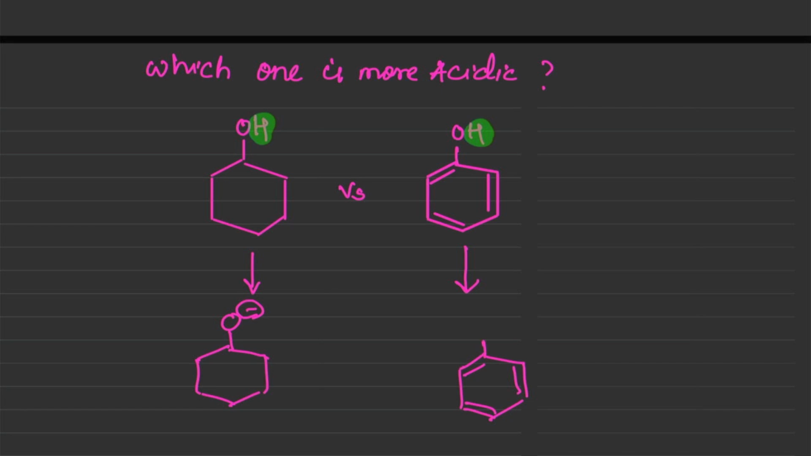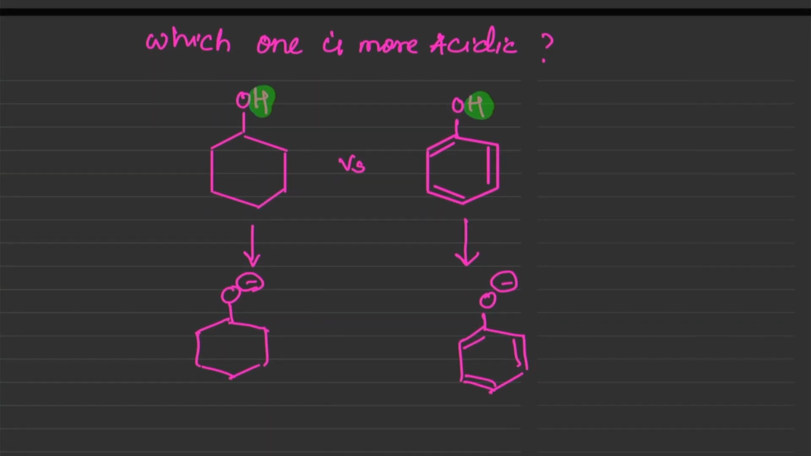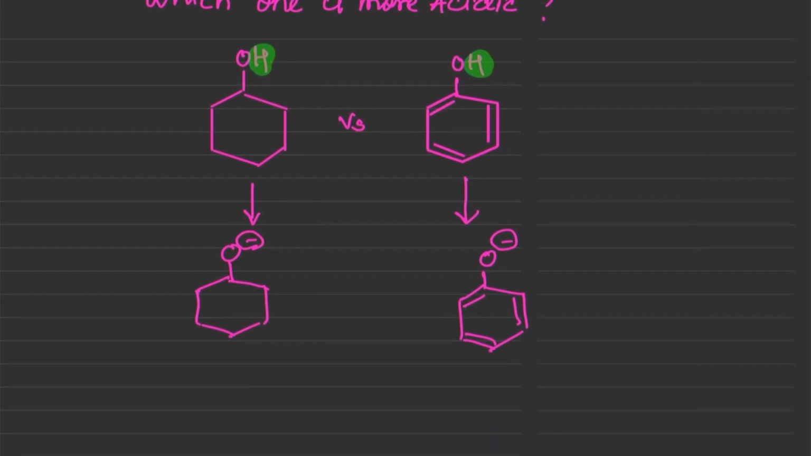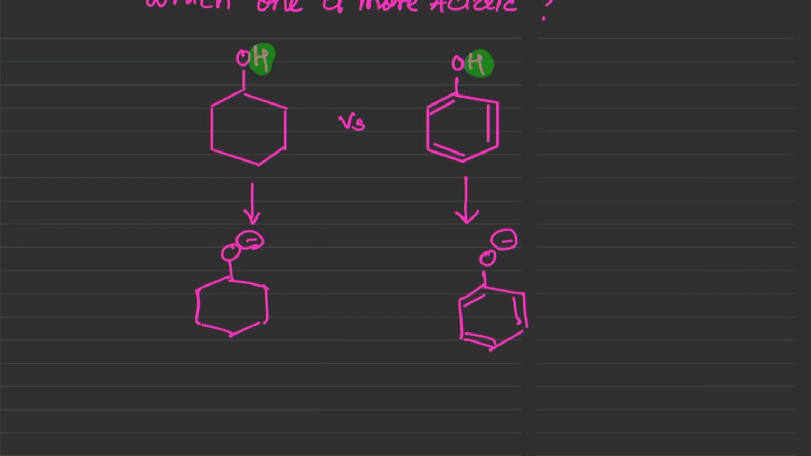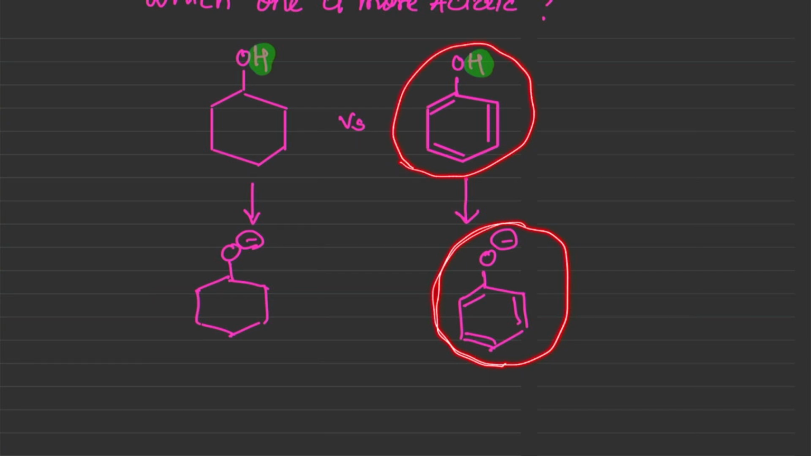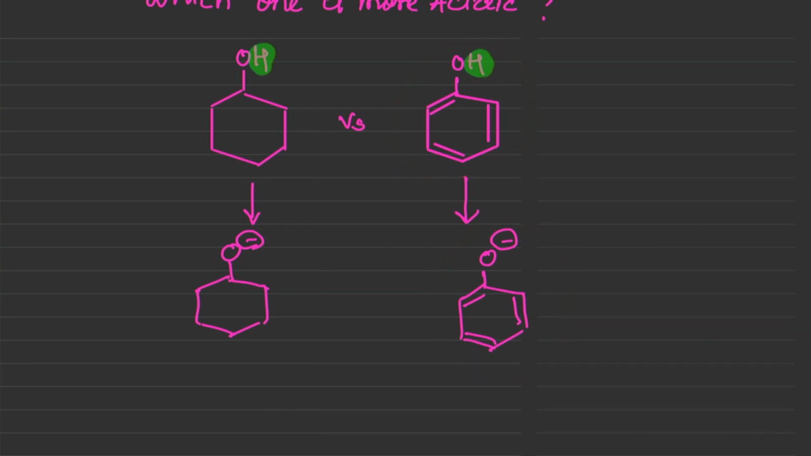I'm showing all the double bonds. These double bonds are delocalized, but I'm showing them for a reason. I'll show you in a second. So now we have two conjugate bases. Whichever conjugate base is more stable, that means the corresponding acid is more likely to give away its proton.